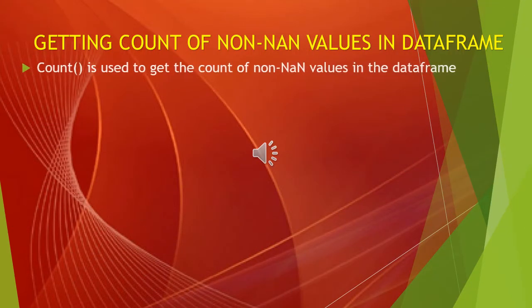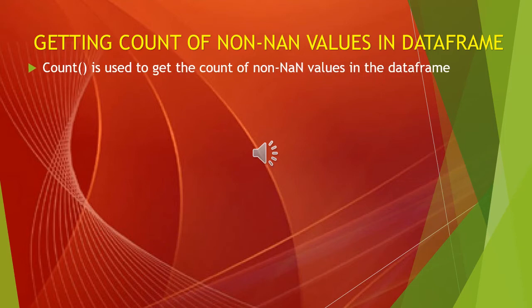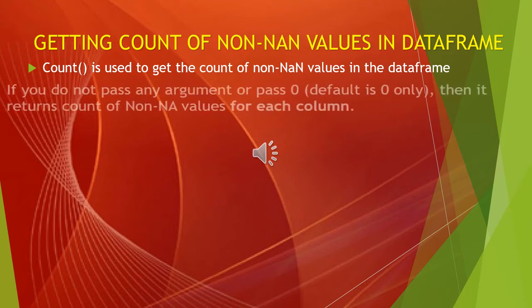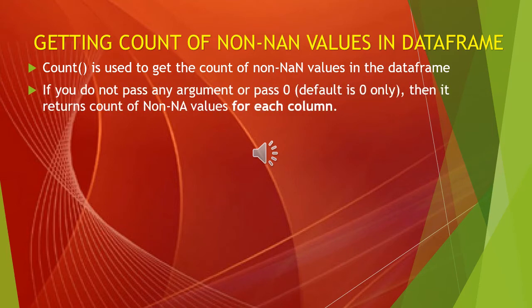The count function is used to count the non-null values in the data frame. We can pass two arguments for the count function, 0 or 1. The default is 0.